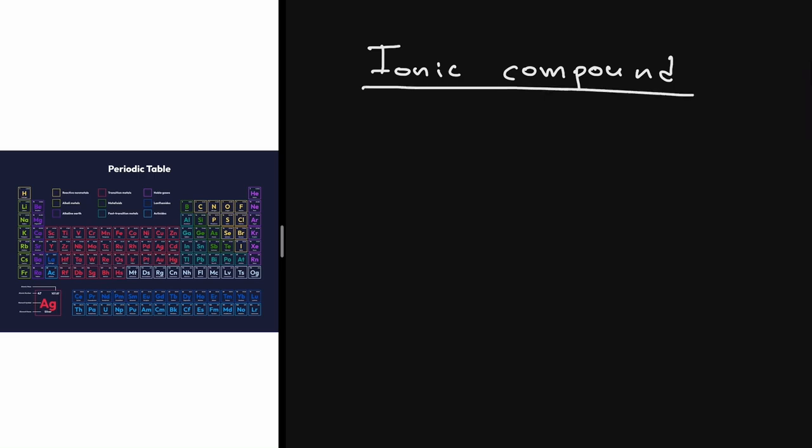Hello, in this video we are going to continue to name compounds. We're going to focus on ionic compounds, but these ionic compounds are different from the ones we focused on in the previous video. In the previous video, we talked about ionic compounds whereby we have a metal reacting with a non-metal. In this video, we're going to talk about ionic compounds whereby we have a transition metal bonding with a non-metal.